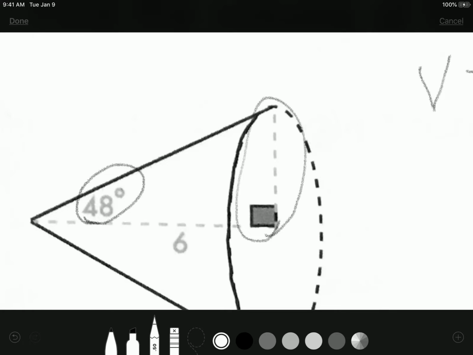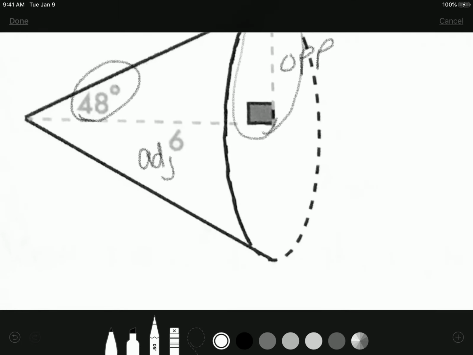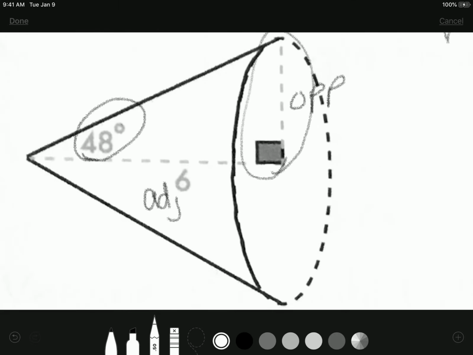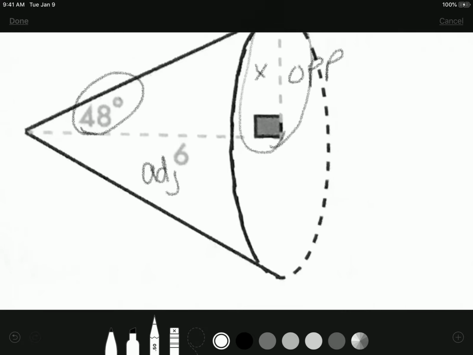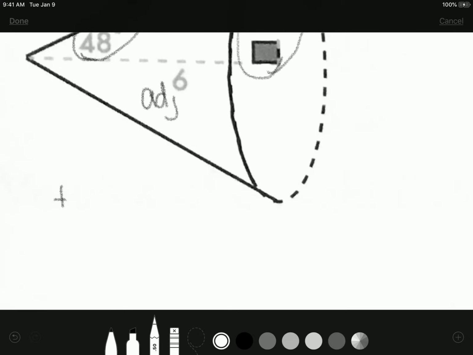So focusing just on that, using that angle, this side is our opposite, this side is our adjacent, which means we're going to be using tangent to figure this out. So I'm going to label this as x. We're going to take the tangent of 48, and it's opposite over adjacent, so it's x over 6. So we're going to multiply by 6. So we have 6 times tangent of 48 equals x.